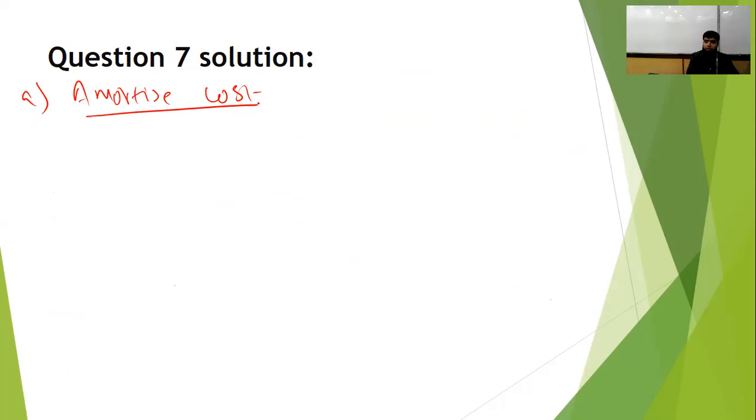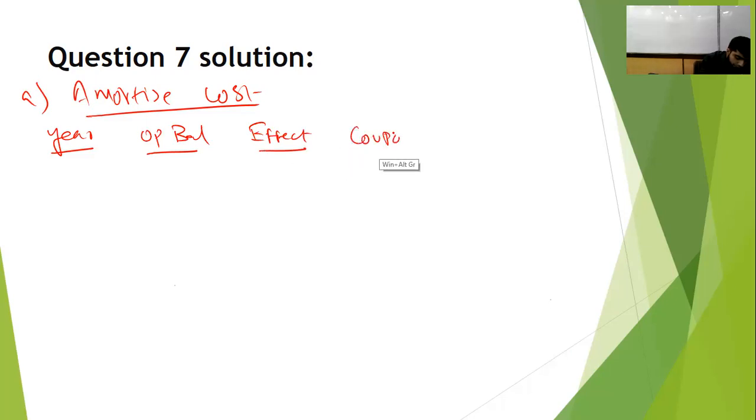How are we going to calculate the values for the financial statements through amortized cost? Again, we are going to prepare the schedule or table. Number one, a column of year. Number two, opening balance. Number three, effective rate. Number four, coupon. And last, closing balance. Here we are going to record.